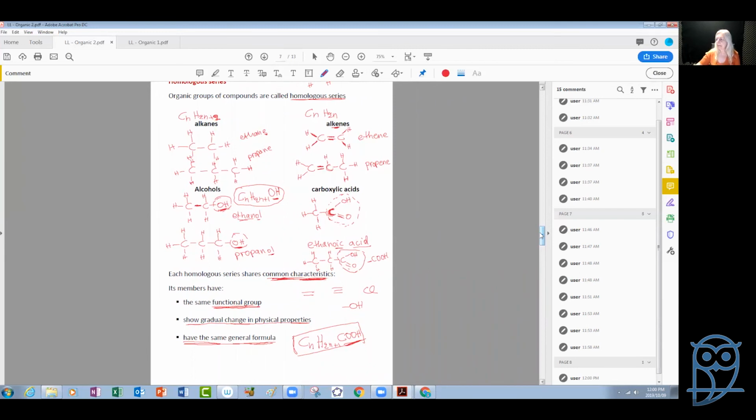I hope this made some sense. Just to remind ourselves for next week, we spoke about these 4 homologous series, and we just need to know the characteristic functional group, okay? So slowly we'll get there.